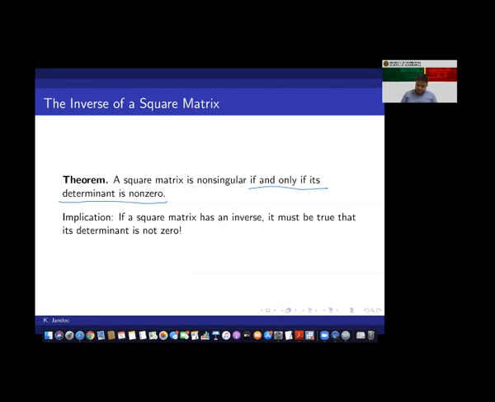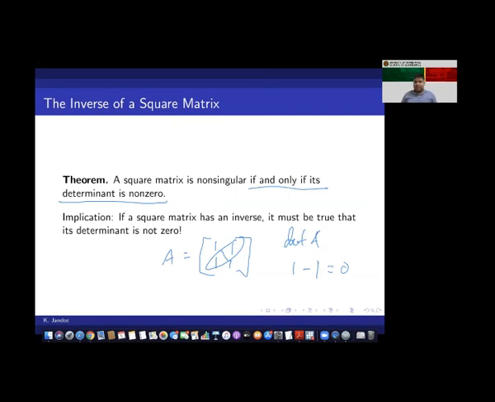Recall the example that we had a while ago, where you have this matrix A with entries 1, 1, 1, 1. We said earlier that this matrix has no inverse. So what is the determinant of this matrix? The determinant of A is obtained by multiplying the diagonal, 1, minus the off diagonal, 1. Aha. So the determinant of A is 0. Therefore, this matrix is singular. Therefore, this matrix doesn't have an inverse.